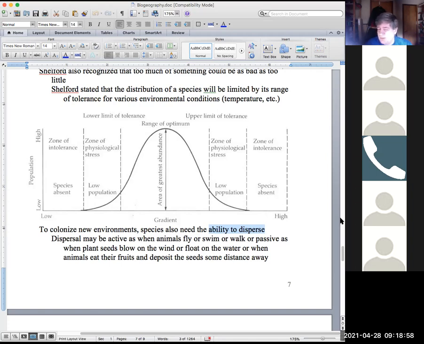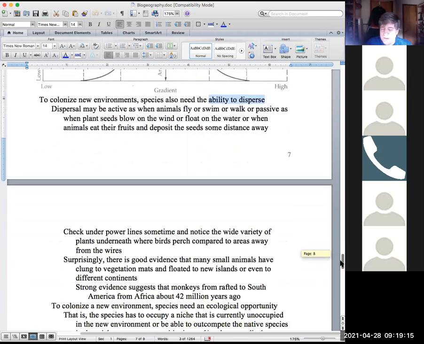So passive dispersal. When we talked about commensalism, remember that we talked about things like cockleburs that might stick to an animal's fur. And at some point later, the animal might chew these out or lose a hair. And so the seed gets deposited in a new location.